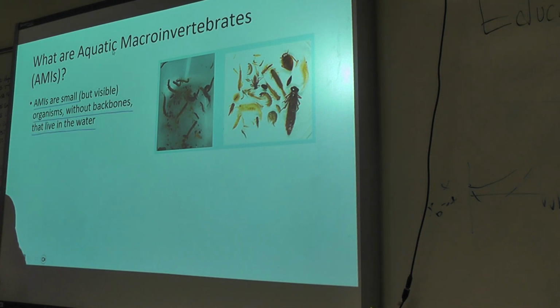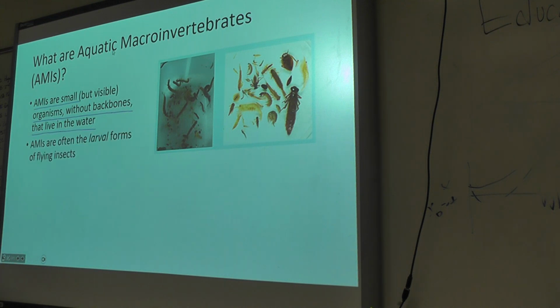Aquatic macroinvertebrates are small, you can see them without using a microscope, but we probably won't be able to ID many of them without a microscope. Some of them are big enough that we can look at them and be like, I know what that is, but many of them are so small that despite the fact that we can see them, we're going to need to pop them under a scope to figure out what they are.